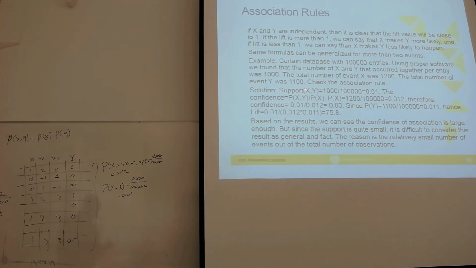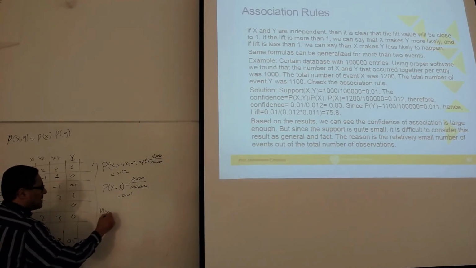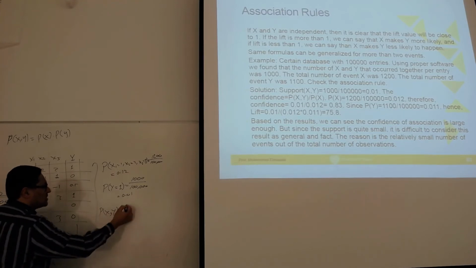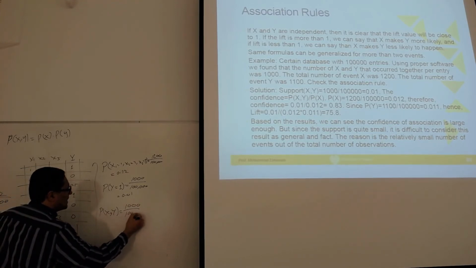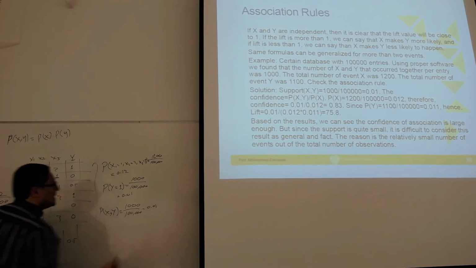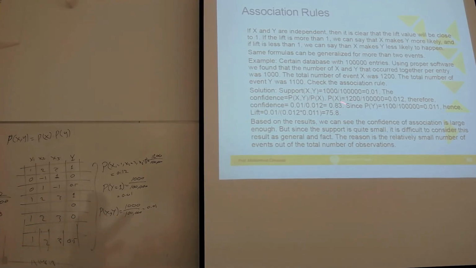So the support is the probability that X and Y happen together. Actually X and Y happening together was 1,000 times. So it is 1,000 divided by 100,000, so it is 0.01. The support is very small actually. The confidence is the probability of X and Y divided by the probability of X. And we know the probability of X, so the confidence was 0.83. So the confidence is very good, close to 1.